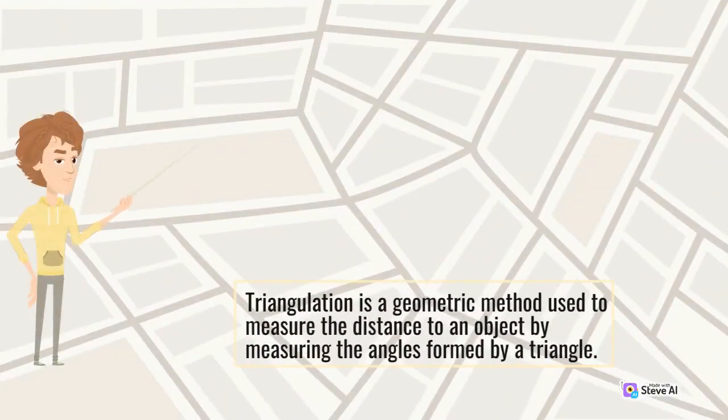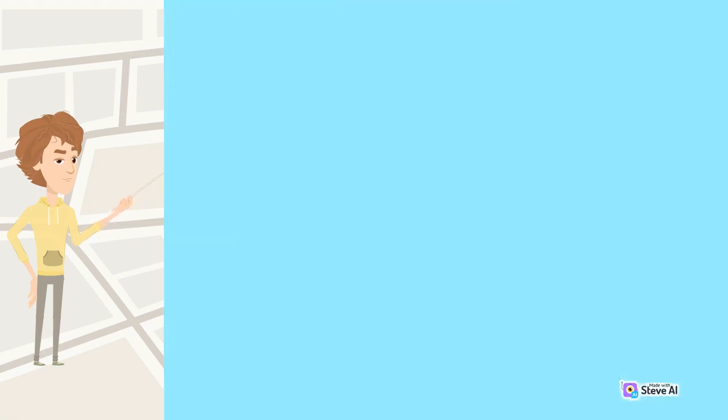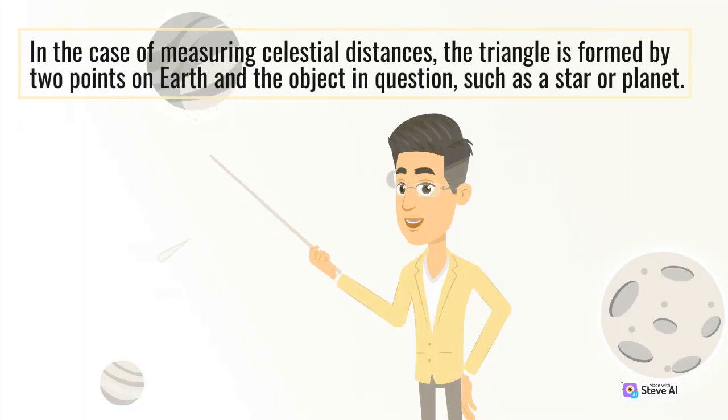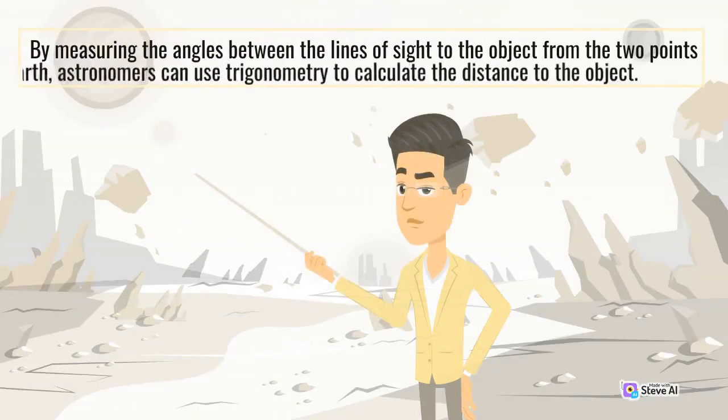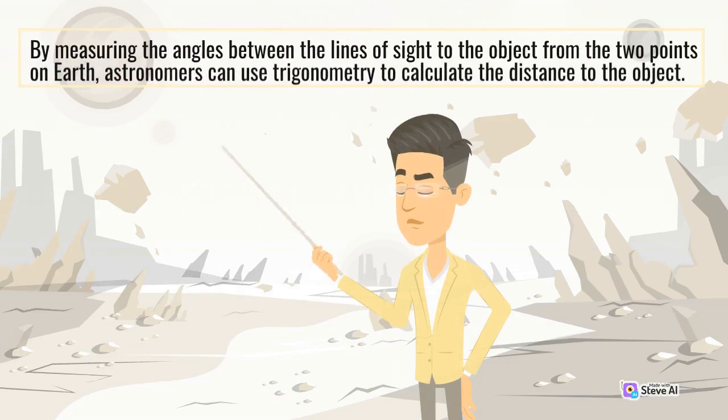Triangulation is a geometric method used to measure the distance to an object by measuring the angles formed by a triangle. In the case of measuring celestial distances, the triangle is formed by 2 points on Earth and the object in question, such as a star or planet. By measuring the angles between the lines of sight to the object from the 2 points on Earth, astronomers can use trigonometry to calculate the distance to the object.